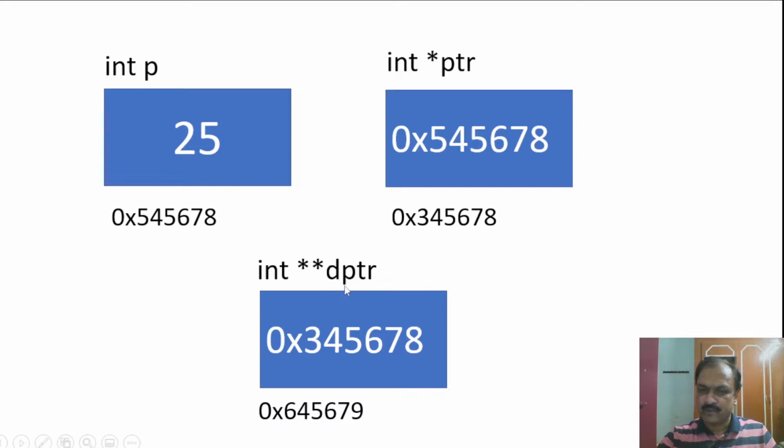A double pointer is a variable that contains the address of another pointer. As you can see, this is a pointer variable and this is the address of the pointer variable, and a double pointer contains the address of a pointer variable.